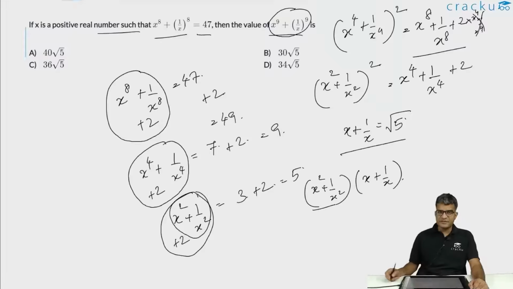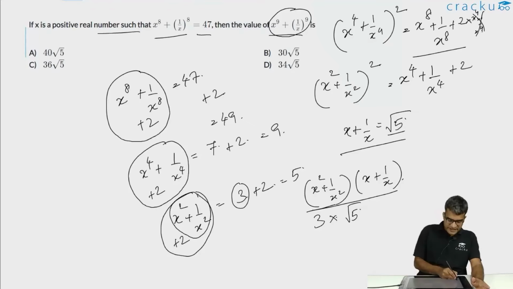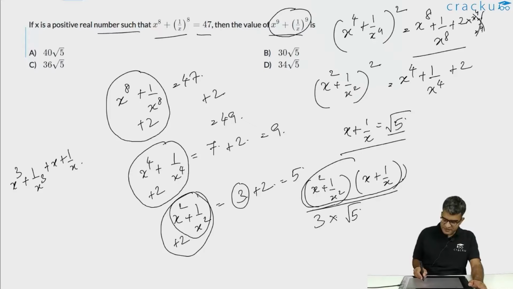X square plus 1 by x square we have calculated is equal to 3. X plus 1 by x is equal to root 5. With this expansion we are going to get x cube plus 1 by x cube plus x plus 1 by x. That is the expansion of x square plus 1 by x square into x plus 1 by x. If you are expanding it, you are going to get x cube plus 1 by x cube.